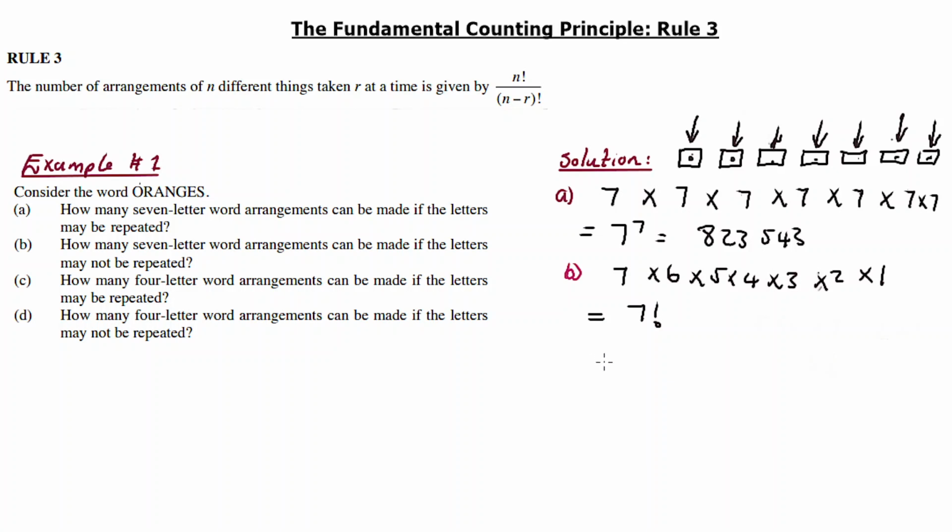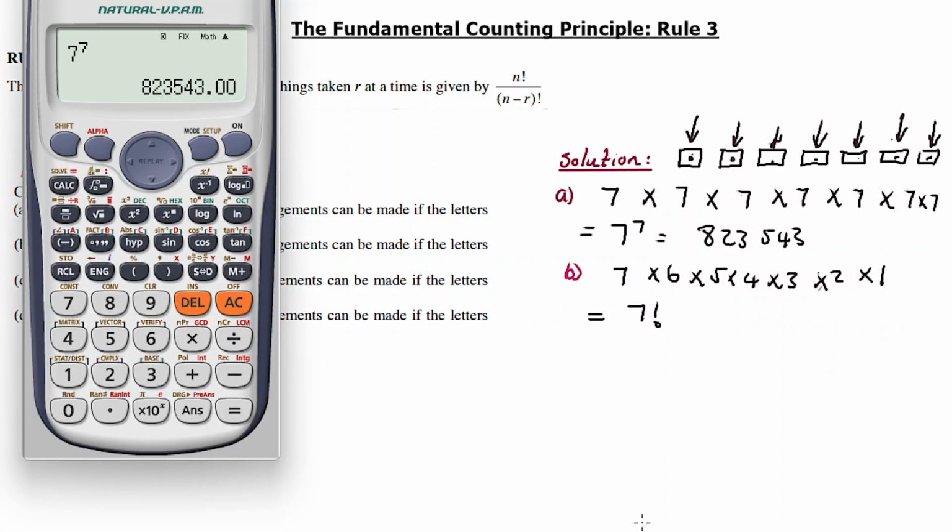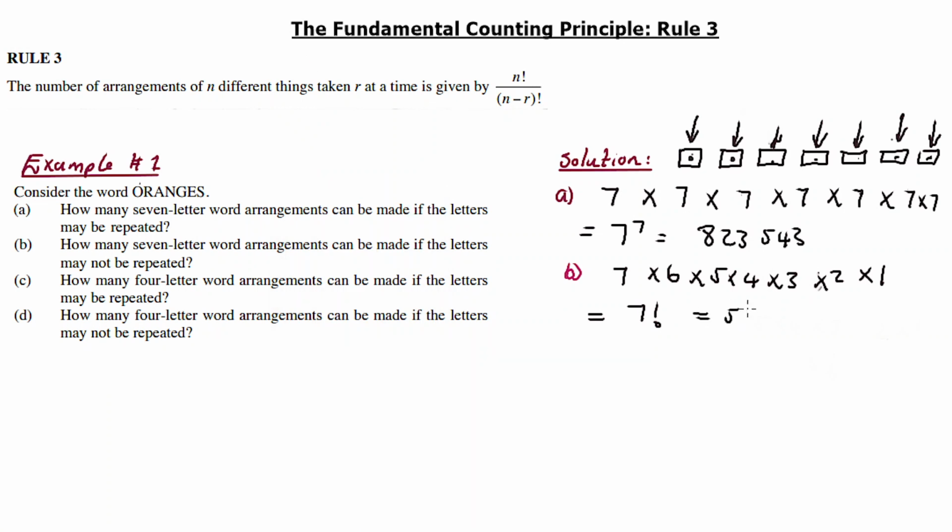Now 7 factorial is equal to, on the calculator, 7 shift factorial, which gives 5040. So it's 5040, our answer here.